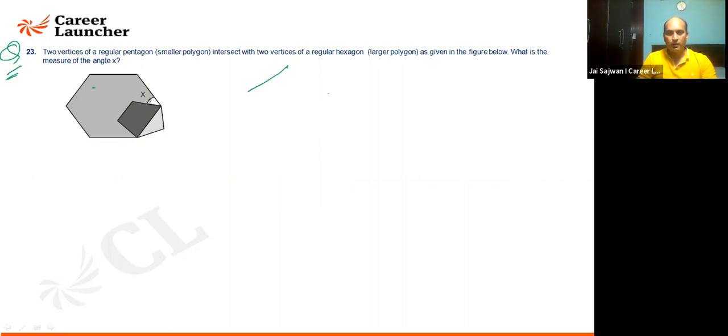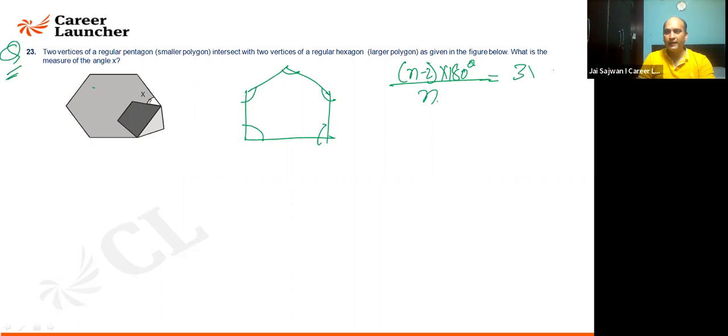By the way, if you talk about the regular pentagon, please listen here. Regular means all sides are equal, so all angles will also be equal. I have told you the sum of the interior angles of a polygon is (n minus 2) into 180 degrees. If it is regular, you will divide it by n. So it is thrice of 180 degrees divided by 5, that is 36 into 3, which is 108 degrees each angle. Every angle is 108 degrees if it is regular. If all sides are equal, all angles would also be equal.